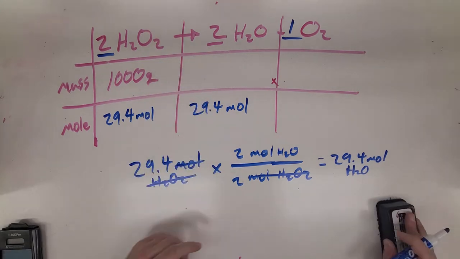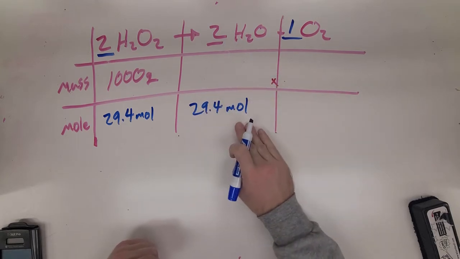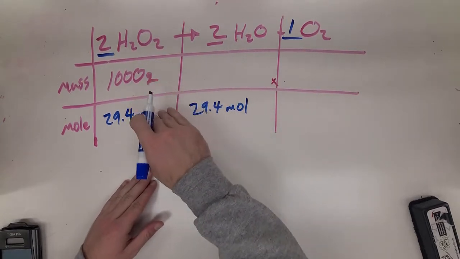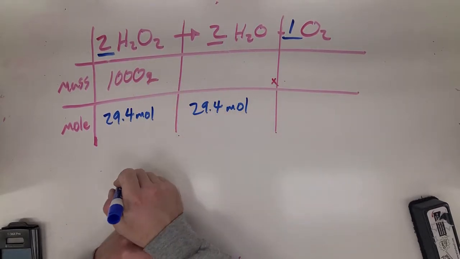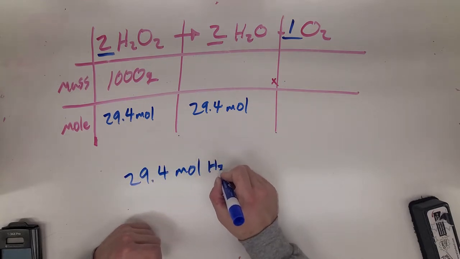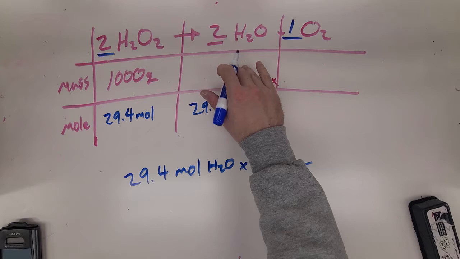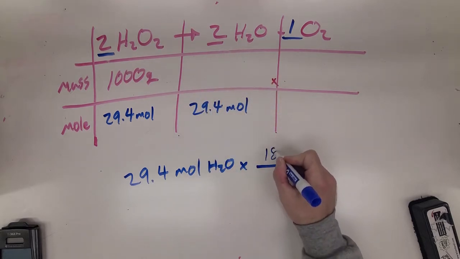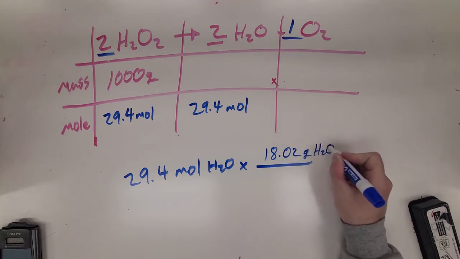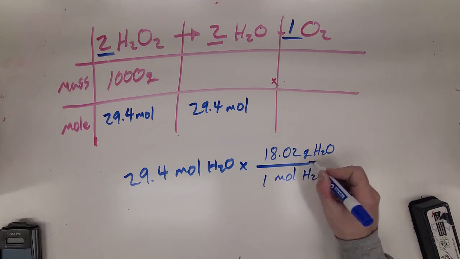To convert from here to here, that is the number of grams of water that would be left over compared to the moles of water that gets produced. We would just do the same thing that we did here, only flipped. So we'll put our 29.4 moles of H2O. Multiply that by a unit conversion factor that includes the molar mass of water, which is 18.02 grams for every 1 mole of H2O.